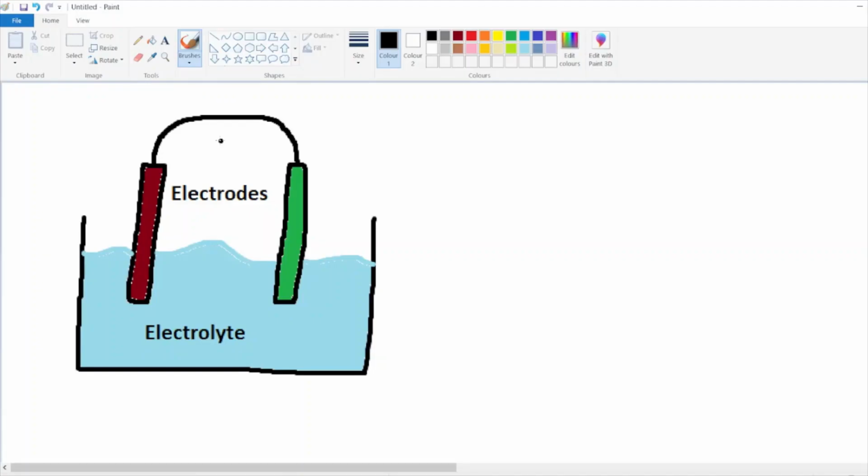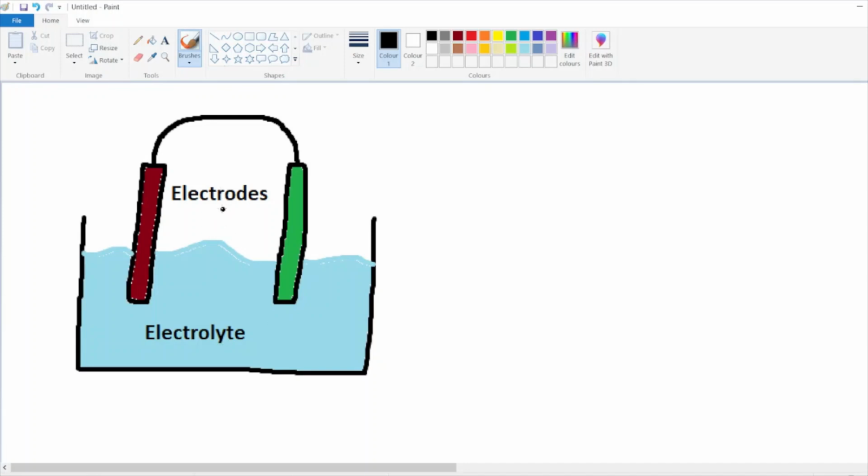So this is an electrochemical cell. It might look a bit similar to electrolysis with our electrodes and our electrolyte. Can you remember what those two mean? Well, our electrode is a solid that conducts electricity, and an electrolyte is a liquid that conducts electricity.